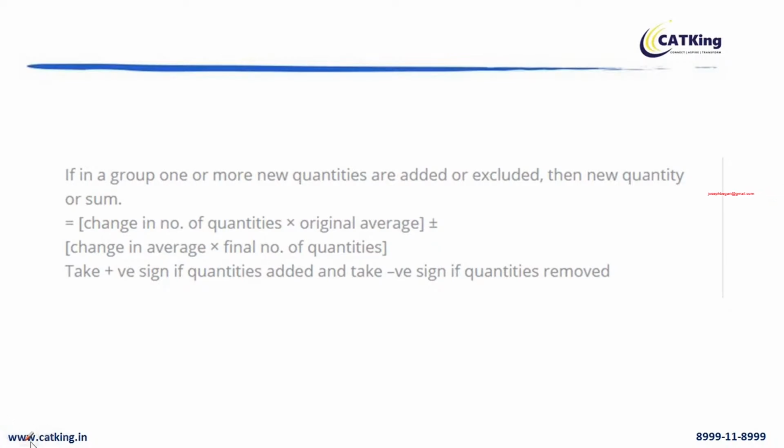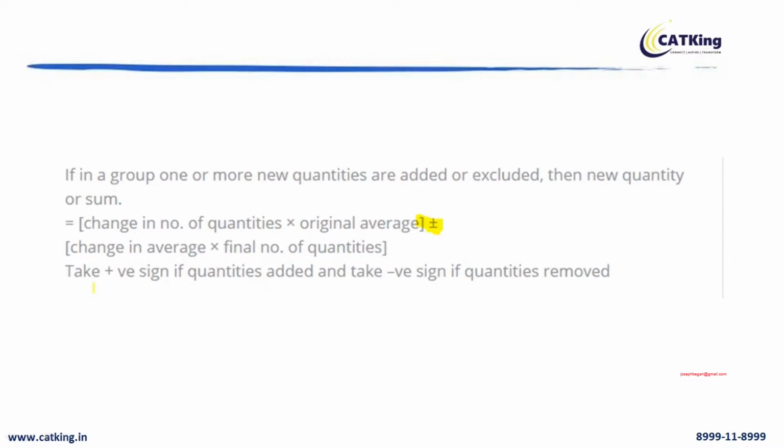Alright, so let's discuss what this formula is about. The most important thing here is to look at this plus or minus. The change in number of quantities will be the more number of quantities which will be added or subtracted, into the original average. There will be an average given to you of the previous quantity. Add or subtract means if the average increases with the addition of these quantities, you use the addition sign.